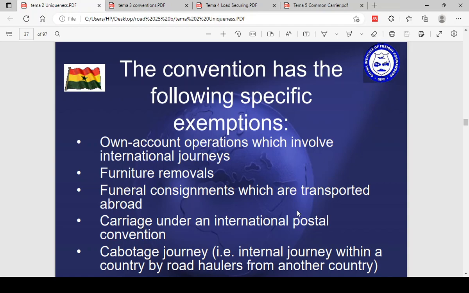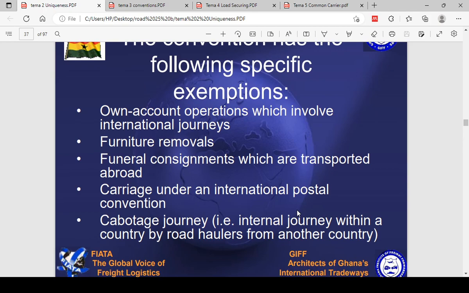Then we also have cabotage. Cabotage journey, that is the journey you do internally within a country by haulers of another country. If Burkina Faso registered trucks come to Ghana and they are carrying goods, they are not supposed to work. They only come and carry their goods and go to their country. But to be here and be carrying that, oh, I've got something small, let me take it to Accra and back, or Nsawam and back, or Kumasi and back, they are not supposed to do that because they are not covered. That is what we call cabotage journey.